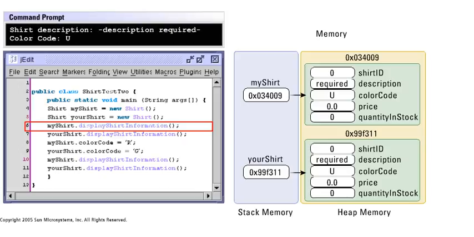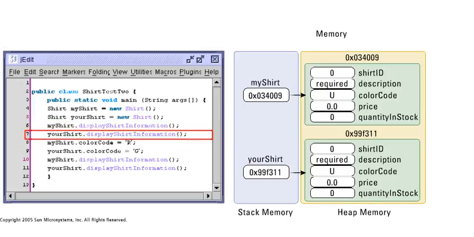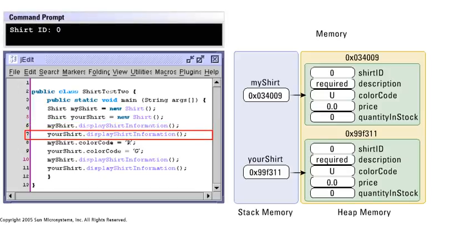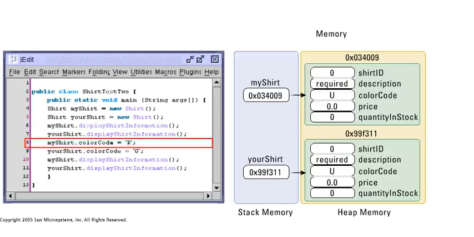So in line 4, we are creating our myShirt variable, which we had in the previous example, and the shirt object from the previous example. Notice how the reference address is stored in the myShirt variable, which creates a link to that shirt object. Then in line 5, we are creating a different shirt variable called yourShirt and a different shirt object.